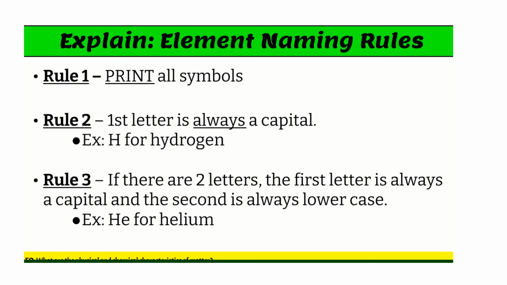Okay, rule 3 is if there are two letters for the symbol, the first letter is always capital, and the second letter is always lowercase. So for our example, helium, the first letter is capital H, the second one is lowercase e. Because if you put a capital H and a capital E, you're talking about two different elements. So the lowercase always goes with the uppercase.